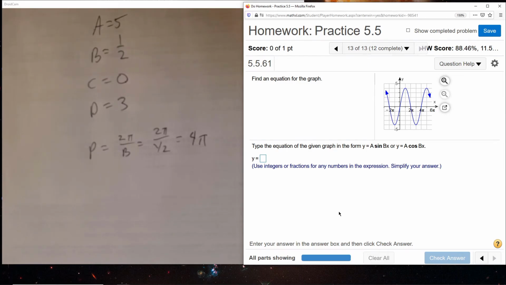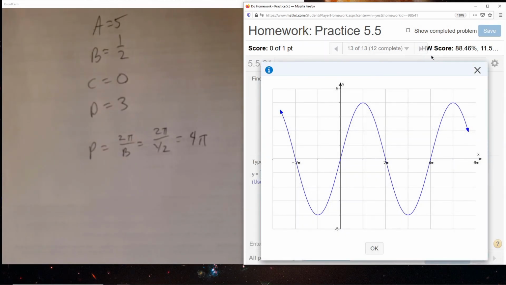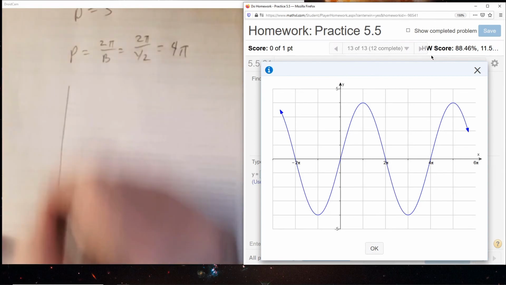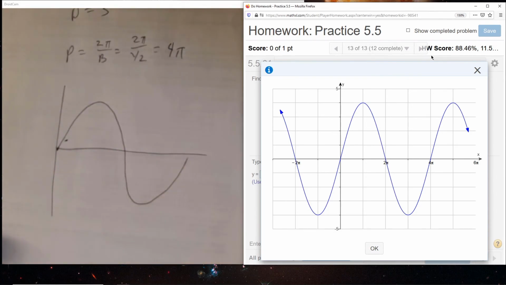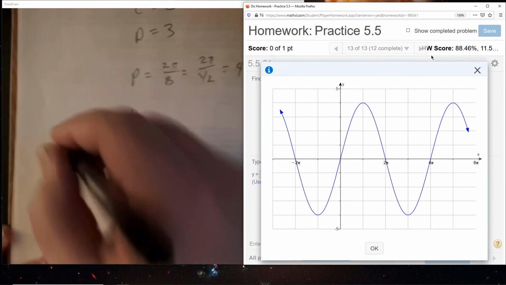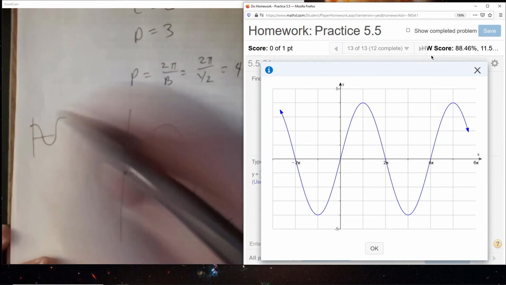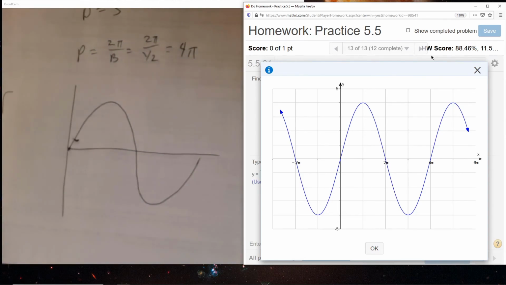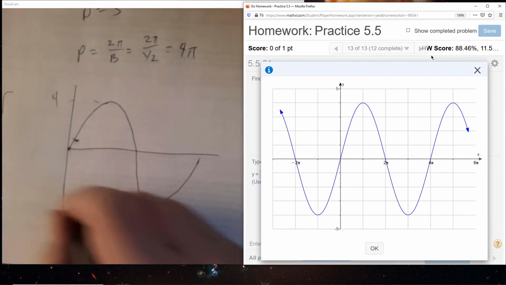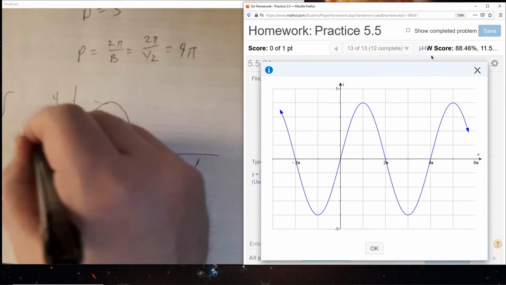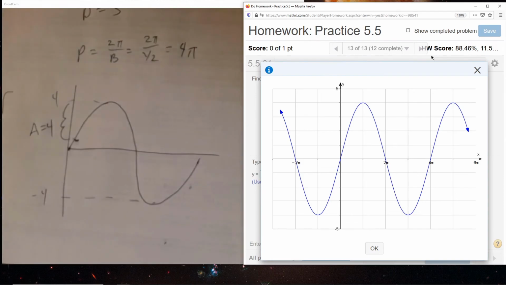And the last one, number 13, find an equation for the graph. Let's zoom in on this, and we can't make that any bigger. There we go. Let's check this out. And I'm going to try to draw it as well here. So first of all, we have a sine function. Just to be clear, cosine looks like this. So we do have a sine function, and we can see it goes to 4 and -4, which tells us then our amplitude is 4. So we know so far this is 4 sine of something.